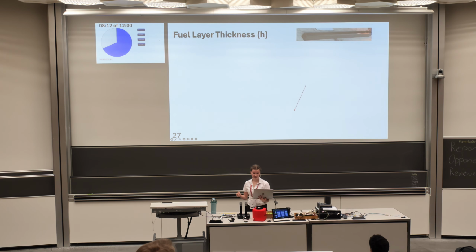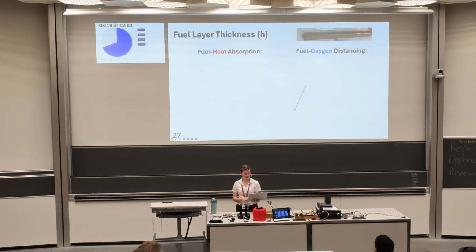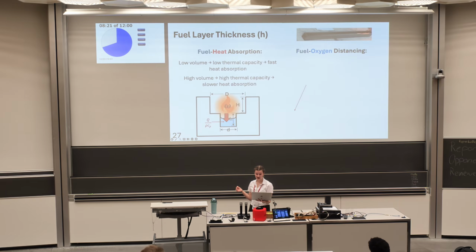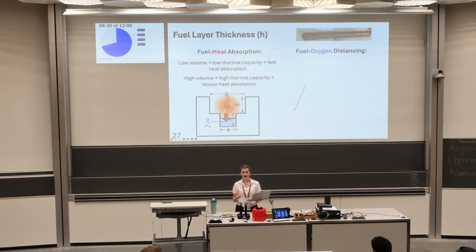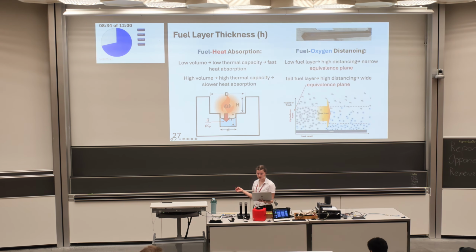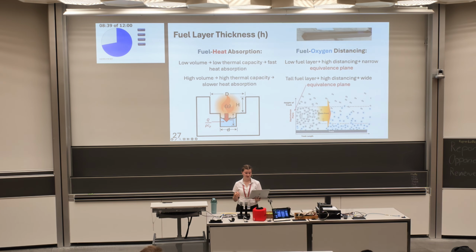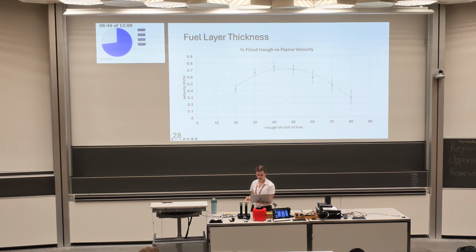So to investigate the impact of fuel thickness, there are 2 factors we need to discuss. First, the fuel heat absorption, and second, the fuel oxygen distancing. As less heat is absorbed by a higher volume of fuel, reaction rate is initially slow, but when the fuel is heated enough, the flame propagation is stable. The contrary is that less volume entails faster heat absorption, which causes a thermal feedback loop. Secondly, as greater fuel oxygen distancing would decrease the width of the equivalence plane, a low fuel height decreases reaction rate, and a greater fuel height would increase reaction rate.